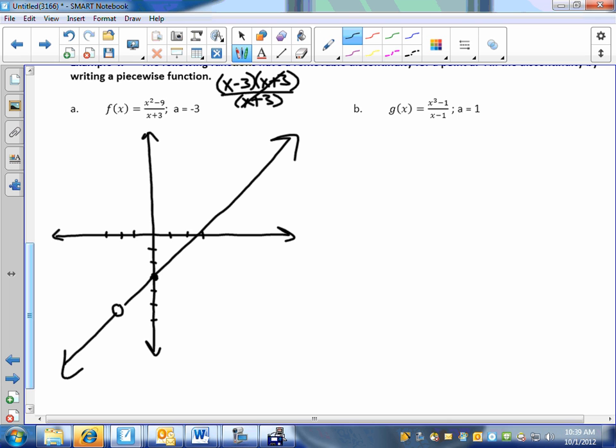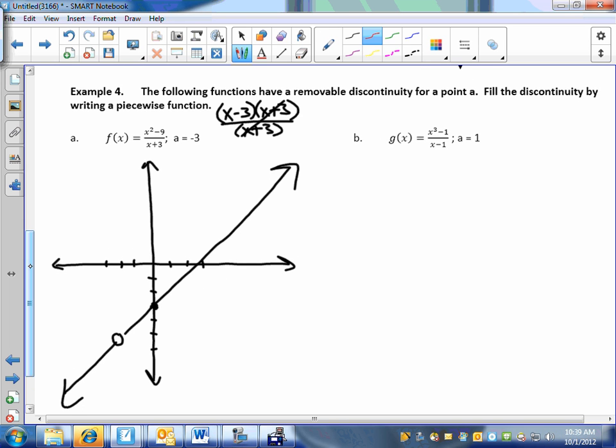Now your calculator, because of how it's pixelated, is going to have a difficult time actually getting that hole to exist in there. There's a way to do it, but it's really not that important. As long as you understand that's the case, then we're good to go. So again, it says the following functions have a removable discontinuity for a point A, which is right here. Fill the discontinuity by writing a piecewise function. So I'm just going to fill that spot.